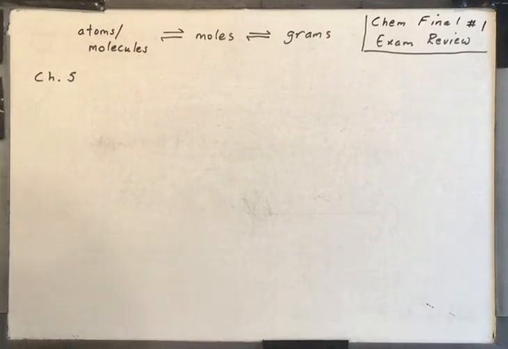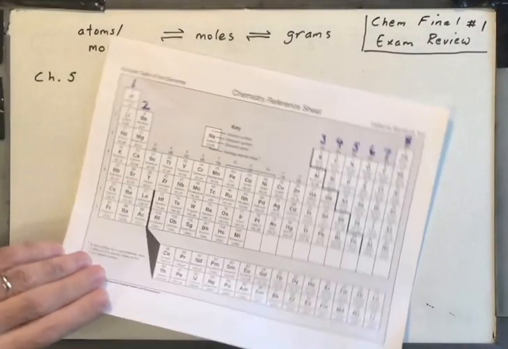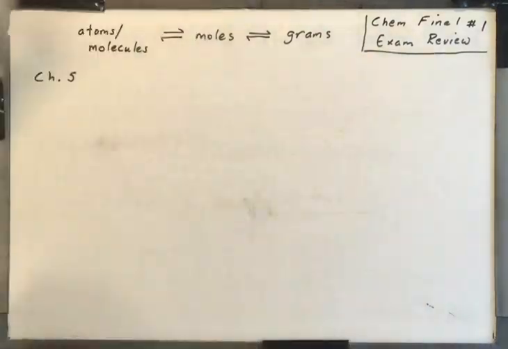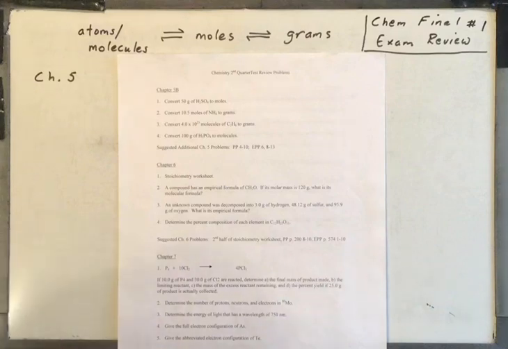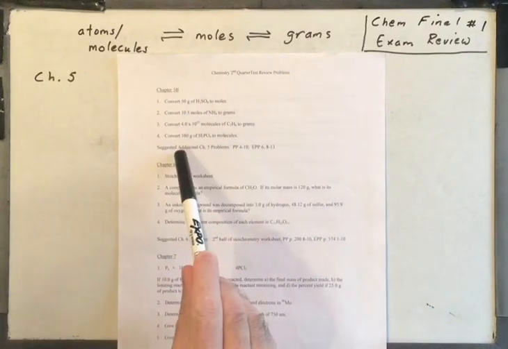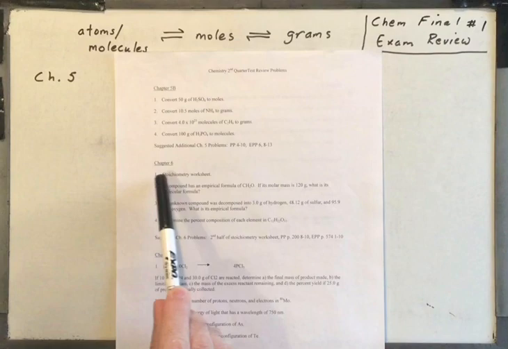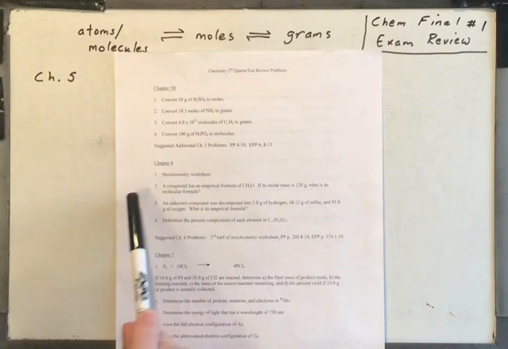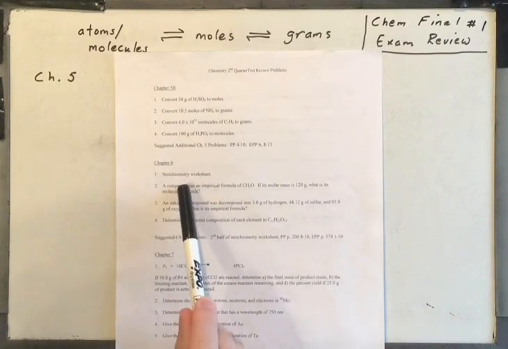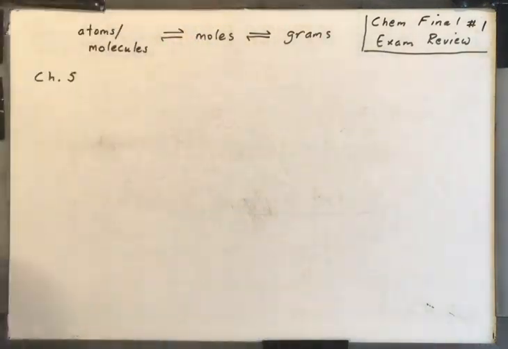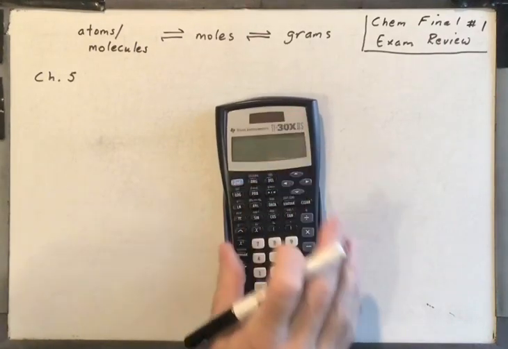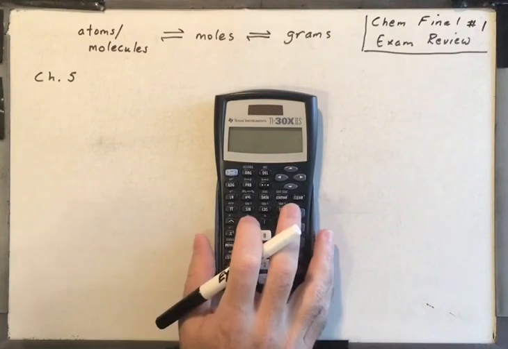What you will need is a periodic table. You will need your quarter test review problem sheet. We're going to work 1 through 4 in chapter 5. We're going to wait on number 1 in chapter 6 and do that in another video. And we're going to work 2, 3, and 4 from chapter 6 in this video. You'll also need a calculator, so have yours available so you can work along.